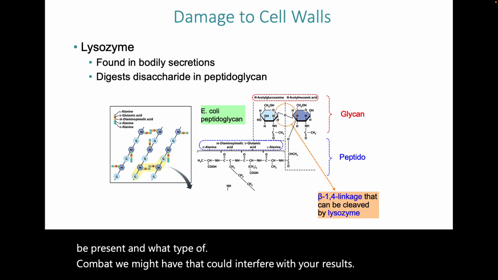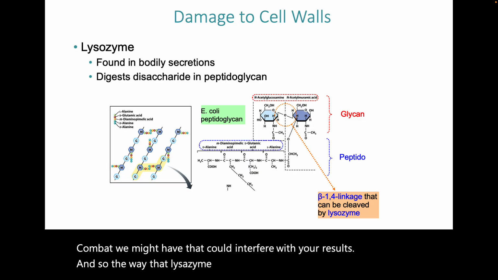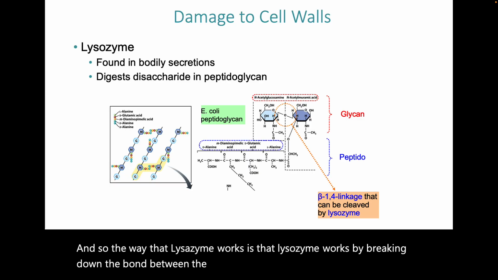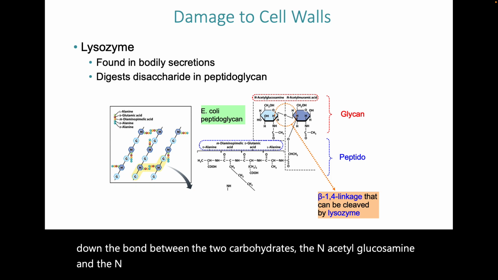And so the way that lysozyme works is that lysozyme works by breaking down the bond between the two carbohydrates, the N-acetylglucosamine and the N-acetylmuramic acid. It breaks that bond right here.